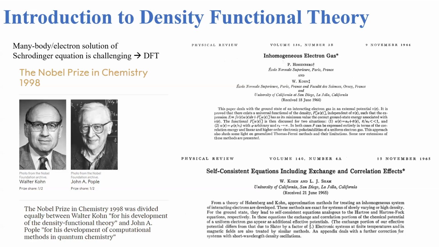So there, instead of again solving the Schrödinger equation, which is very challenging, we will be using something called the Kohn-Sham or density functional theory equation. And because they use density, the charge density or electron density, instead of the wave function, that's why it's called density functional theory. Walter Kohn and John Pople were awarded the Nobel Prize in 1998. These are the two famous papers on the homogeneous electron gas and the self-consistent equations, including exchange and correlation effects, for which they were famous for making it possible to apply quantum mechanical principles to materials applications.